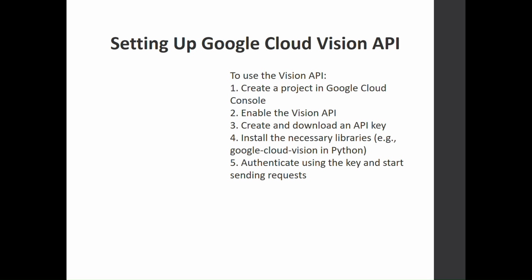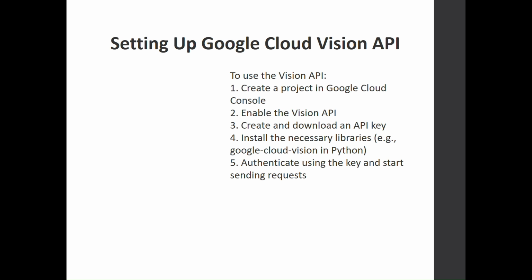Setting up Google Cloud Vision API. Setting up the Vision API is surprisingly easy, especially if you are familiar with Google Cloud platforms. First, you create a project in the Google Cloud console, then you enable the Vision API and create a service account to generate your API key.